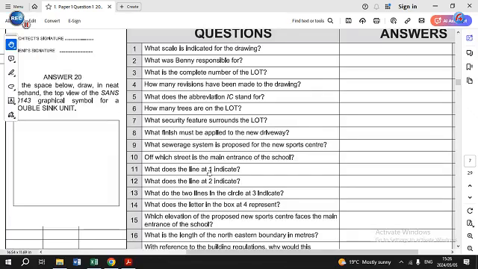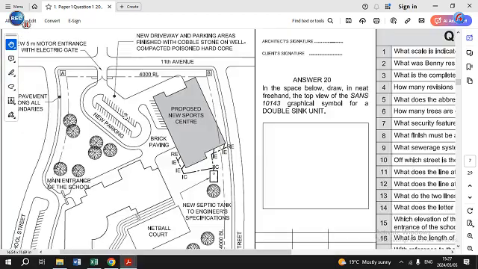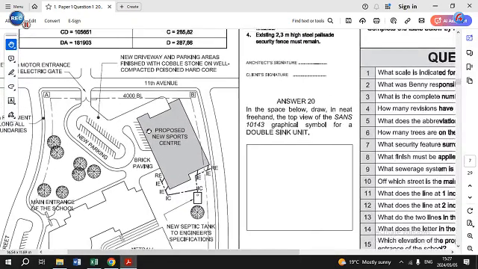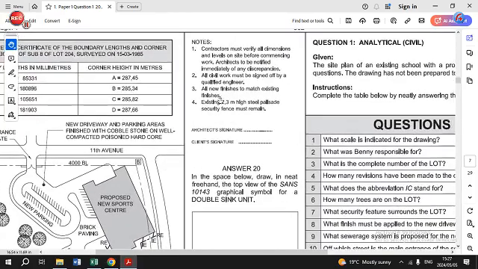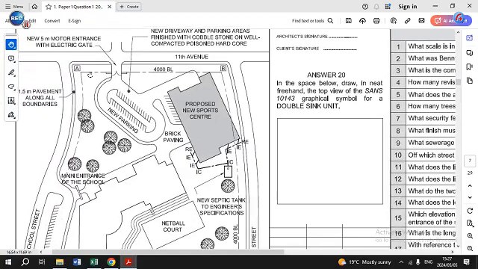Question number 7, what security feature surrounds the lot? That specific answer you're not going to find here if you scan around, but it will be found in our notes where it states at number 4, existing 2.3 meter high palisade security fence must remain. So that's going to be the fence that will be surrounding this particular lot.